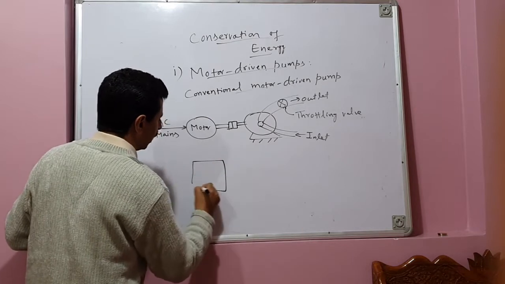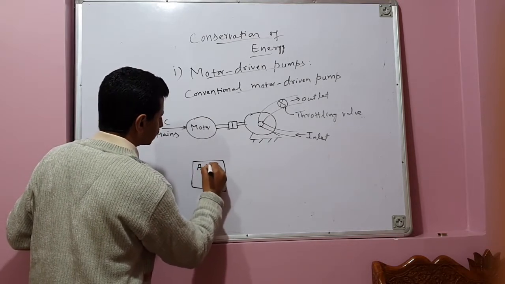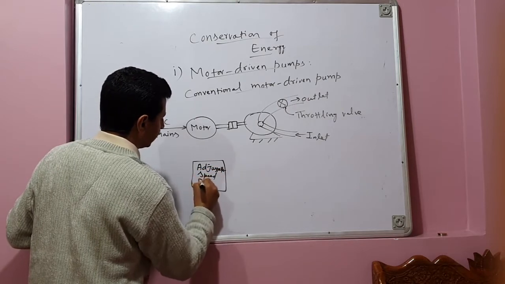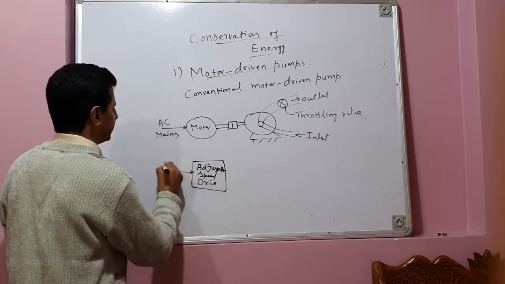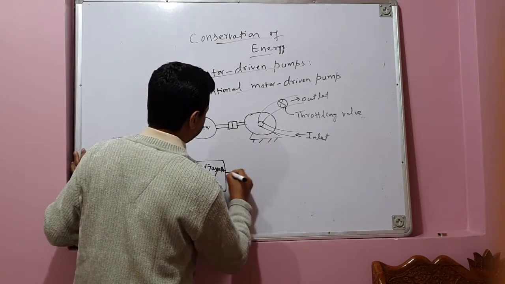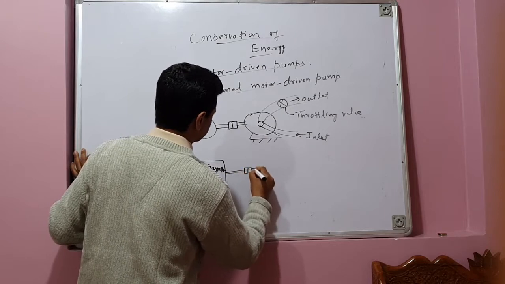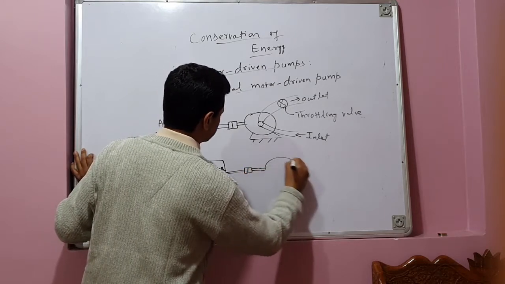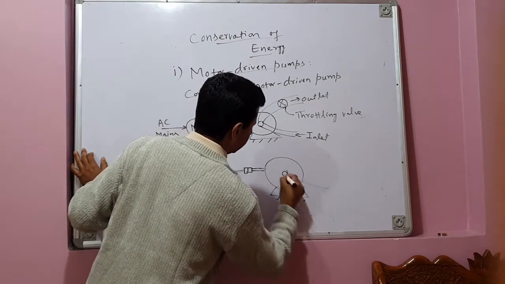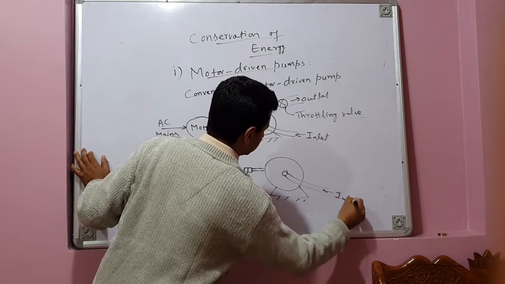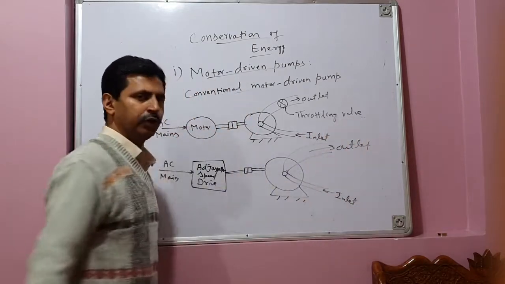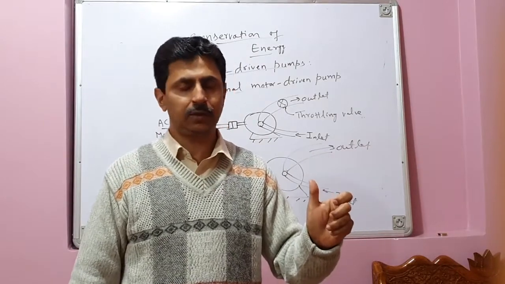It will use an adjustable speed drive. This is again supplied by AC mains. And then this is your pump. As usual, this is the inlet, and this is the outlet. And there is no throttling valve. You don't need a throttling valve now for controlling the flow rate. You don't need it. Okay.